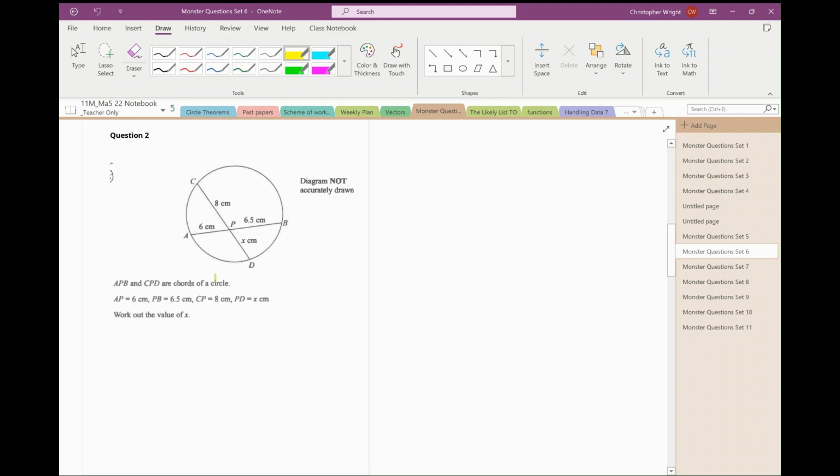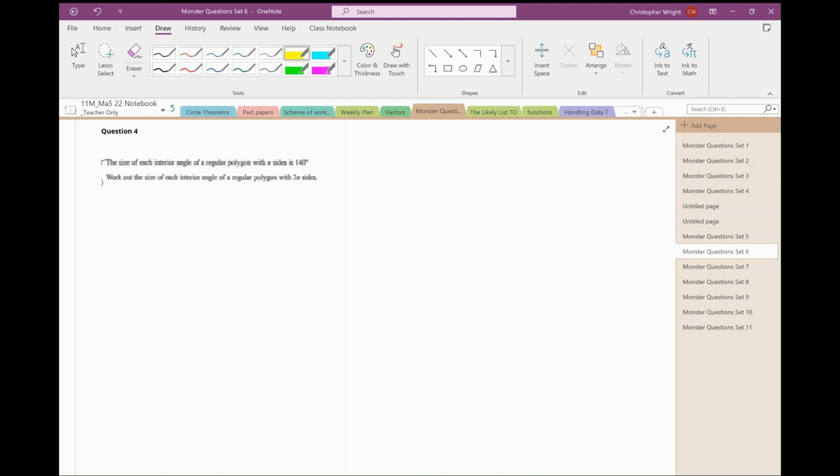Right, we've got two chords of a circle, so this is likely to be the intersecting chords theorem. I've got to work out the value of x, which is here. Okay, so using the intersecting chords theorem, 8 times x equals 6 times 6.5. So 8 times x is 6 times 6.5, which is 39. So x is 39 divided by 8, 4.875 centimeters.